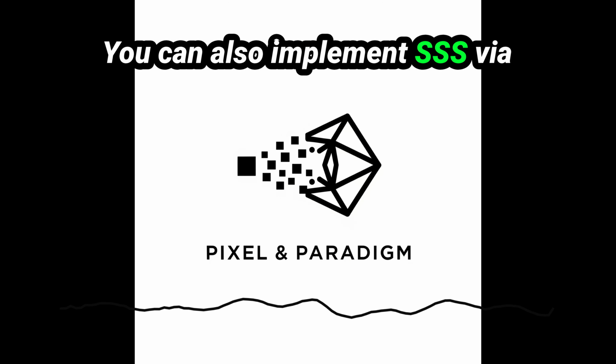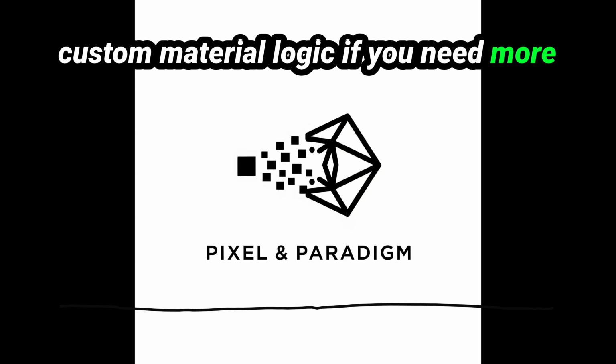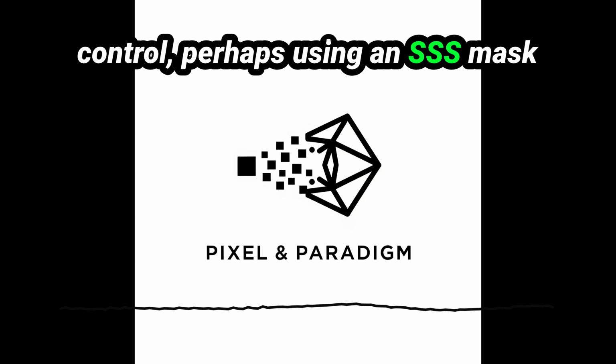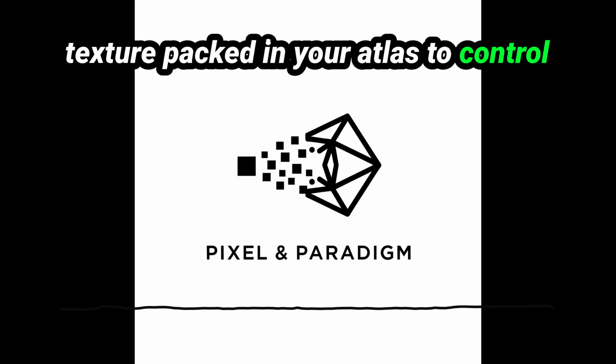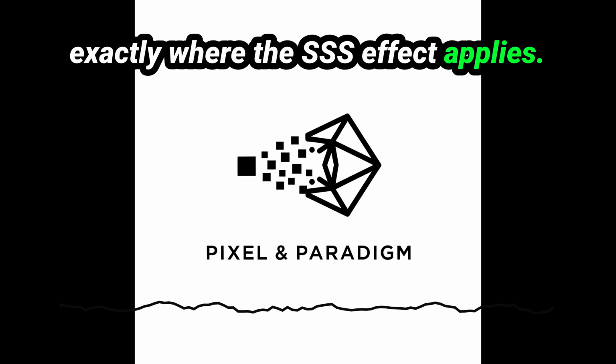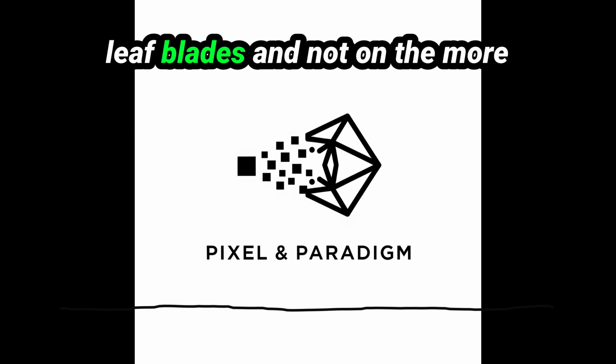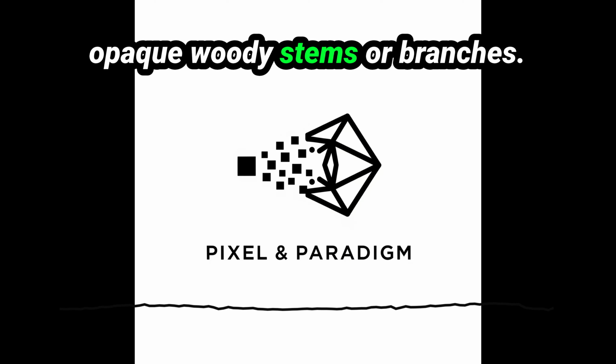You can also implement SSS via custom material logic if you need more control, perhaps using an SSS mask texture packed in your atlas to control exactly where the SSS effect applies, ensuring it's primarily on the thin leaf blades and not on the more opaque woody stems or branches.